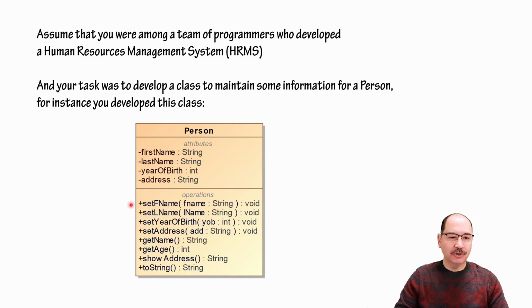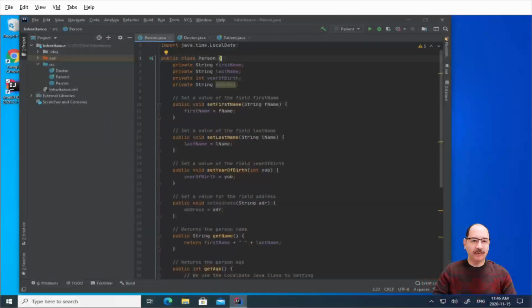In addition, you defined a set of setters and getters to set the first name, last name, year of birth, set the address, and return the name and the age of the person, in addition to showing the address in a map. And you overrode the toString method in order to display the information about the instance of this class Person. Okay, so let us look at how you developed this class using a Java program.